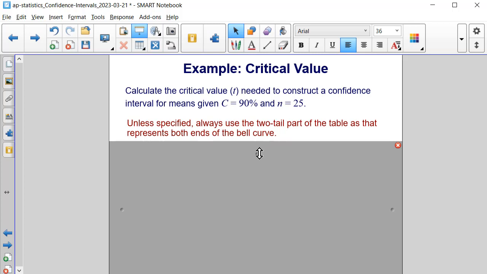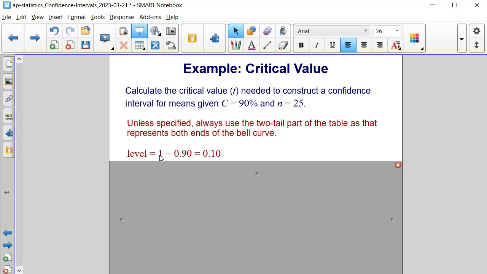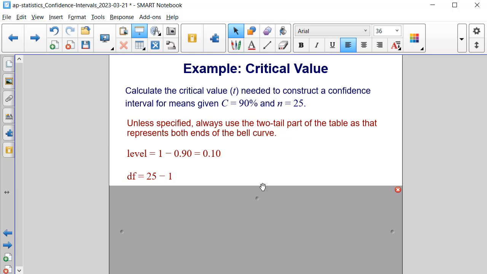curve. So to begin, we need to take our confidence level, 90%, turn it into a decimal, and subtract it from 1, giving us 10 hundredths, or 1/10. And that means that the degrees of freedom is equal to n minus 1, so 25 minus 1, which is 24.